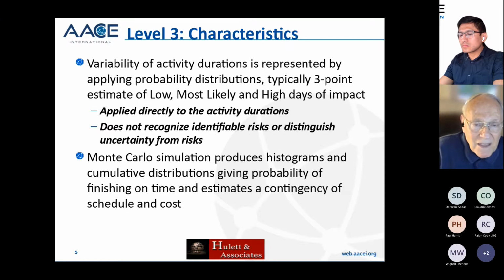And guess what? It does not represent or recognize or require identifiable risks or distinguish uncertainty from risks when developing those ranges. Matter of fact, it's not really risk analysis at all. It's a range analysis. Now that doesn't mean it's not useful to everybody. For instance, it produces histograms and cumulative distributions from the Monte Carlo simulation, giving probability of finish date and on time and estimates of contingency of schedule and of cost if you use cost.